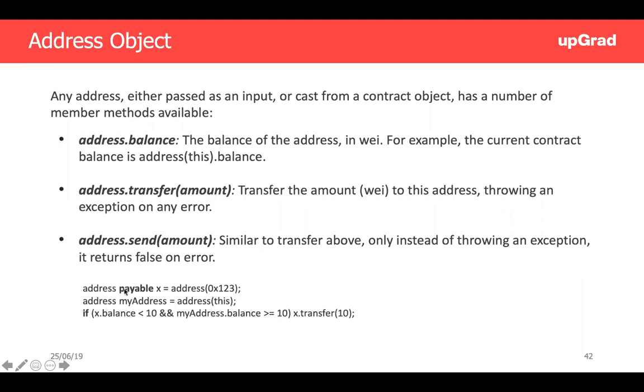This is how you do it. Let's say you have an address which is payable, and you define it like this. Then you have another address which is the address of this. Remember that this variable will give you the address of your current smart contract. So you have two addresses, and then you're doing address.balance, which will give you the balance of your smart contract. And then you also have the particular address that you selected here, and you're transferring 10 wei to it.